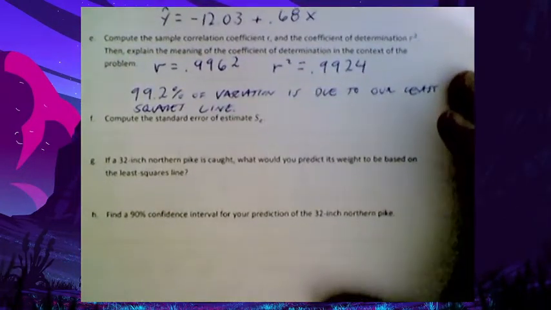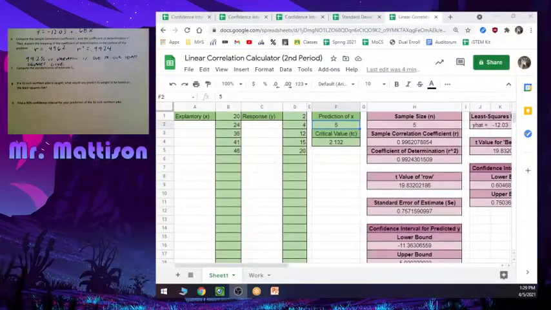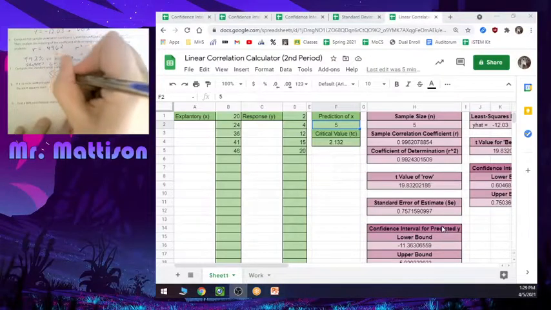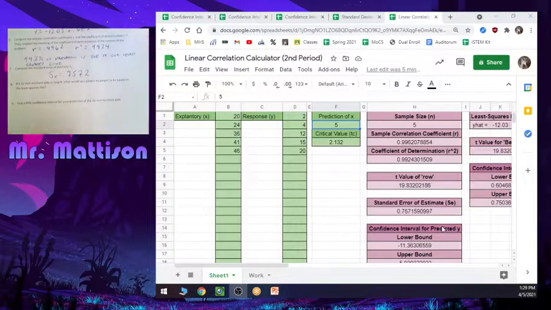Okay, down to F, we want to compute the standard error of estimate, which is the S sub E. Well, once again, if you made your calculator, you have it right here, right? So 0.7572. Again, you could round it earlier or later, but 4 or 3 is typically a good spot there.